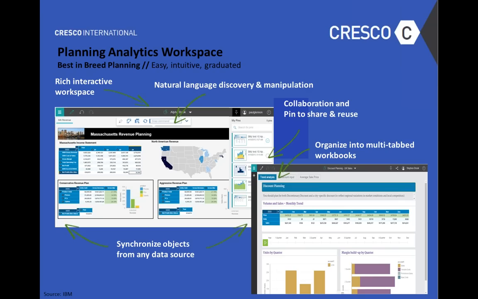So this is the Watson Analytics workspace, which, as you can see, provides you that rich visualization, rich reporting, where you can synchronize your objects from any data source. You can organize into multi-tabbed workbooks. You can collaborate and share. You can apply pins to any work that you've been working on, and bring those pins right onto this workspace so that you can slowly build your dashboard.